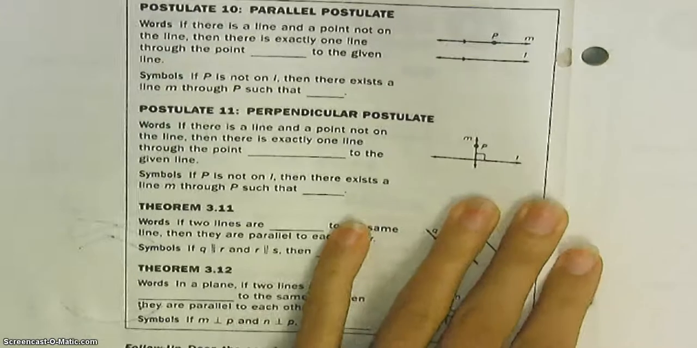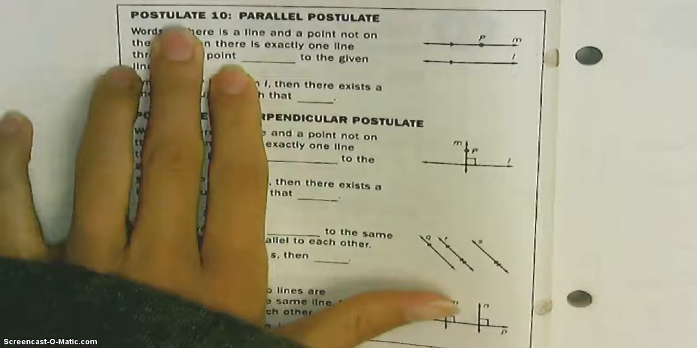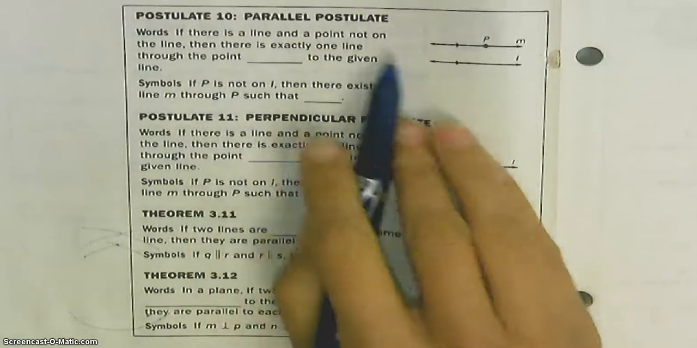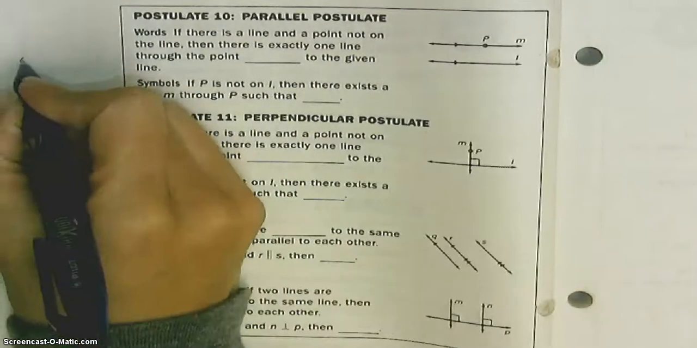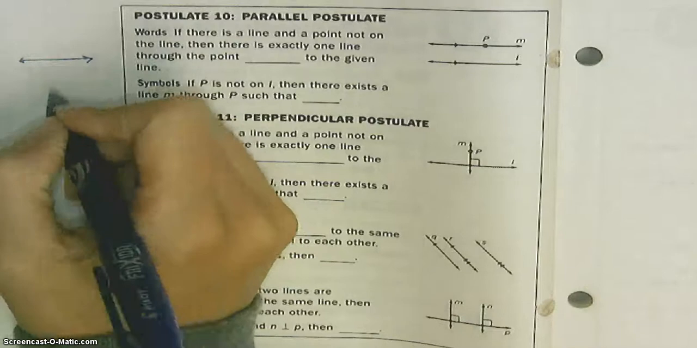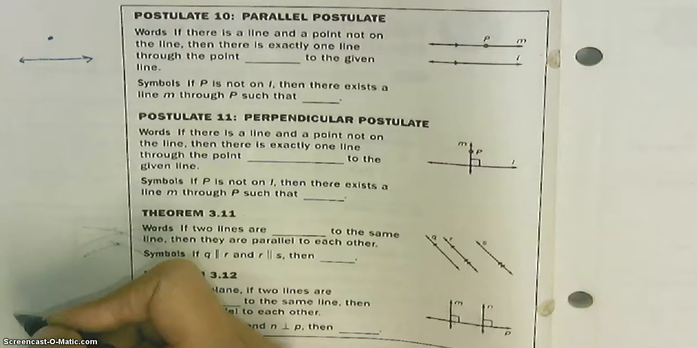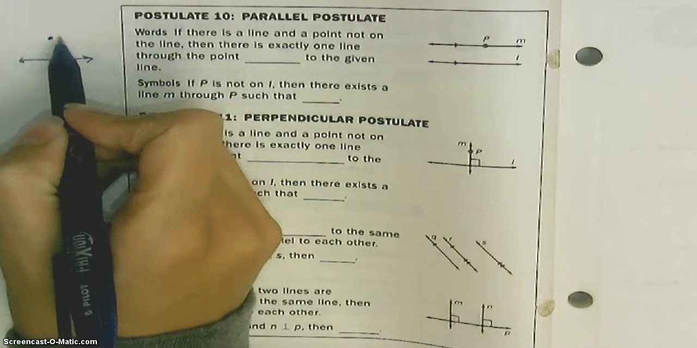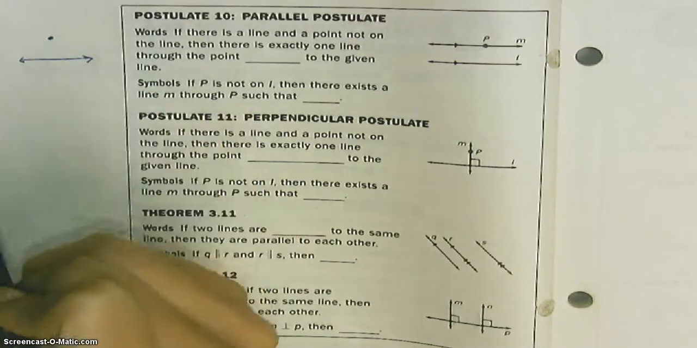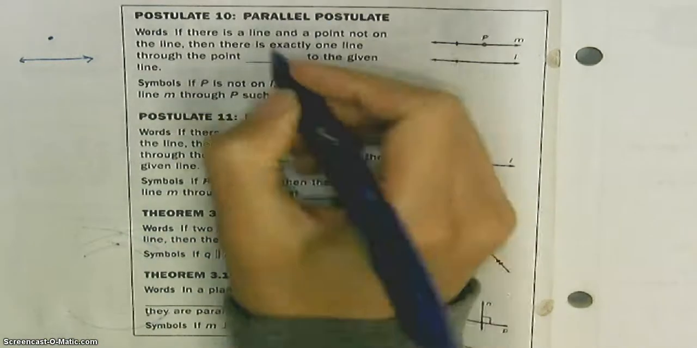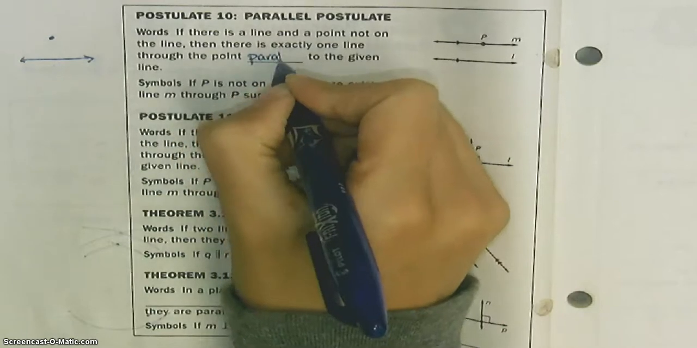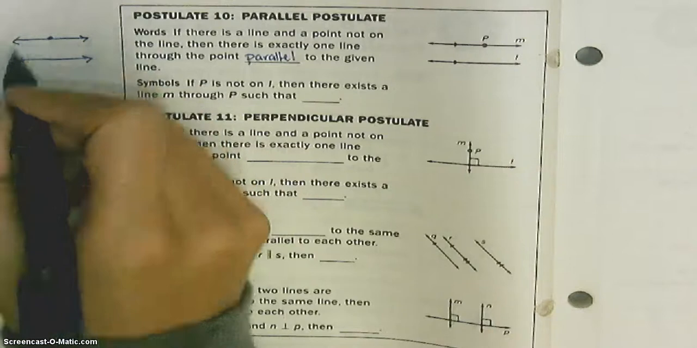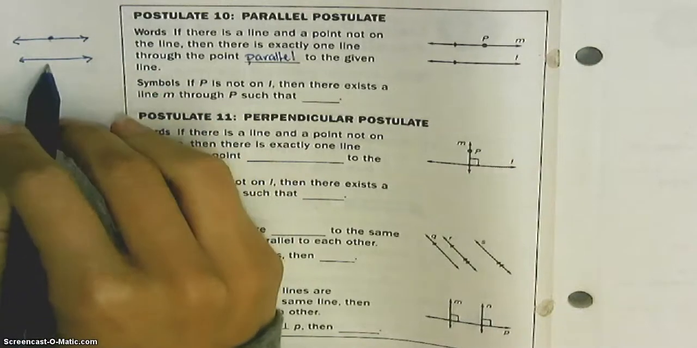We are going to learn some more rules about parallel lines. Remember, postulate just means rule. So if there's a line, I'm going to draw this over here for you. If there's a line and a point not on the line, then there's only one line that goes through this point that's parallel to that line. If I were to draw the one parallel line, there's no others that we could draw through that point that are going to be parallel.